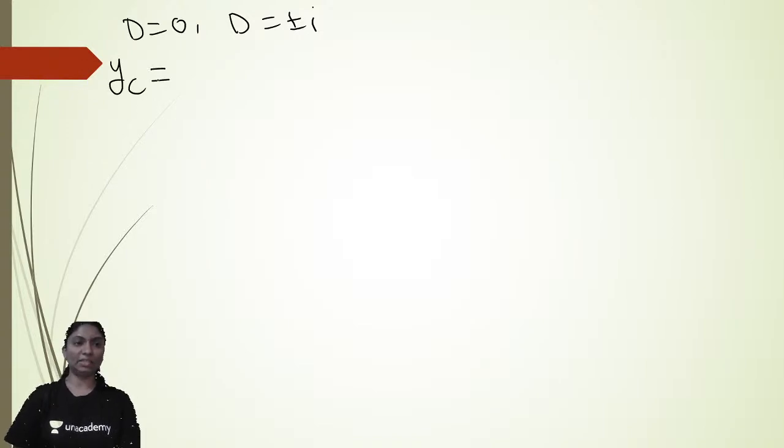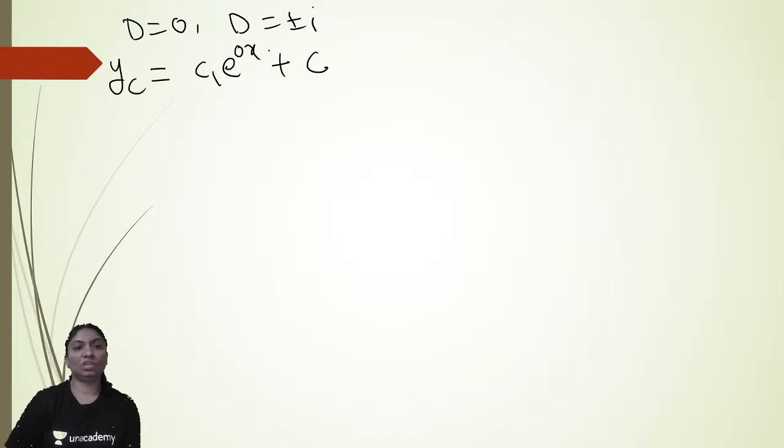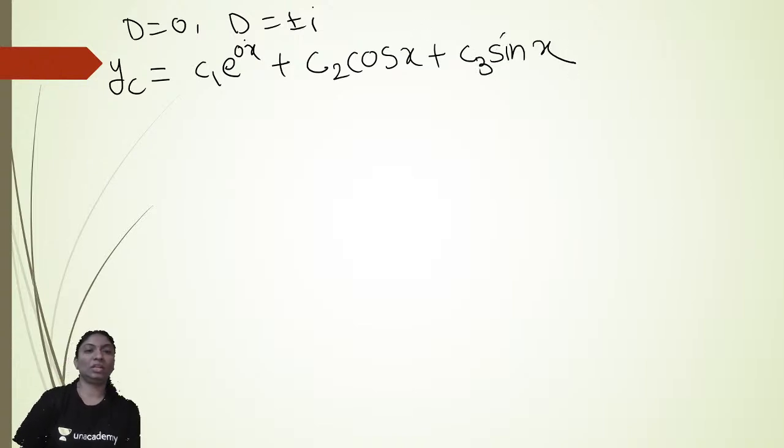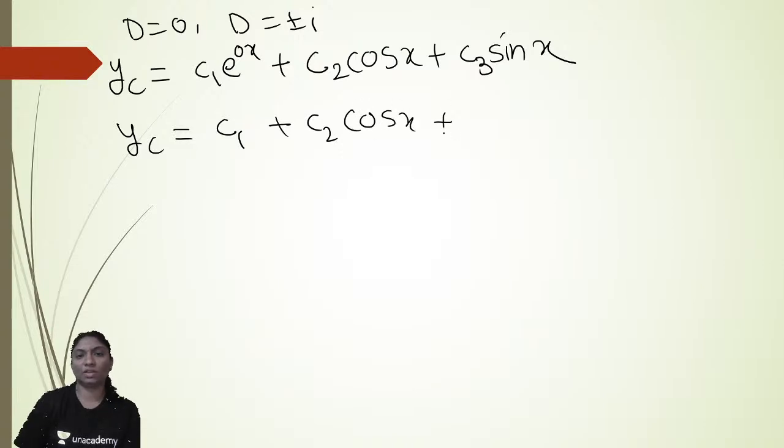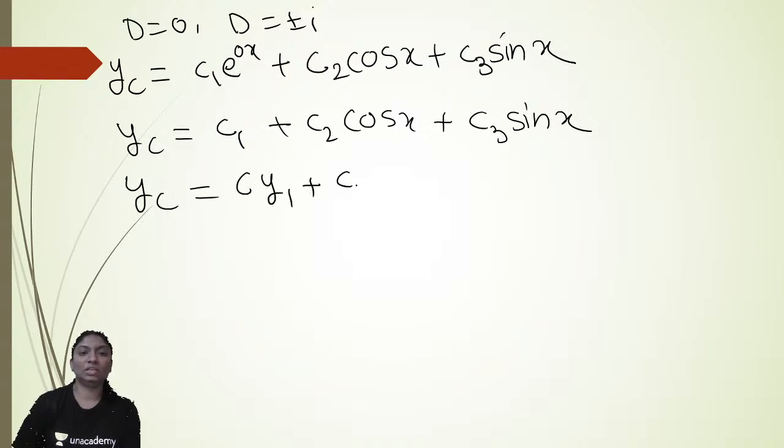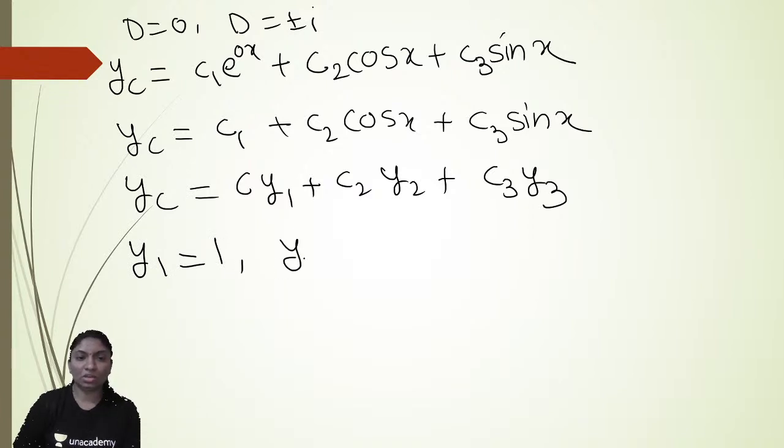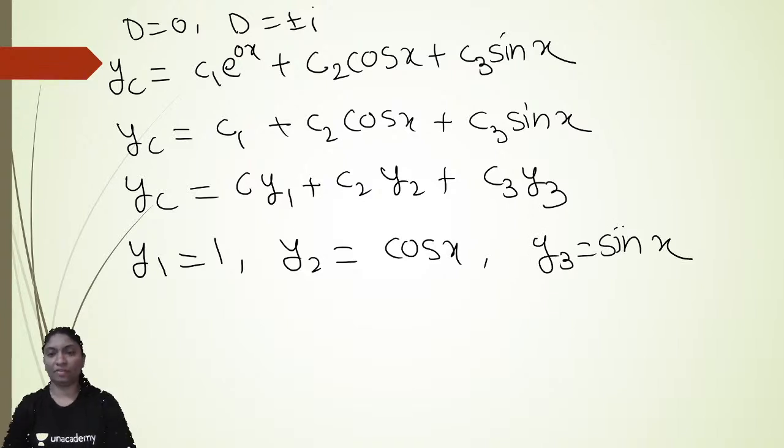So we can write yc is equal to c1 e raised to 0x plus c2 cos x plus c3 sin x, since alpha is 0 here. e raised to 0x is 1. So your yc is equal to c1 plus c2 cos x plus c3 sin x. So you can write yc as c1 y1 plus c2 y2 plus c3 y3, where y1 is equal to 1, y2 is equal to cos x and y3 is equal to sin x.